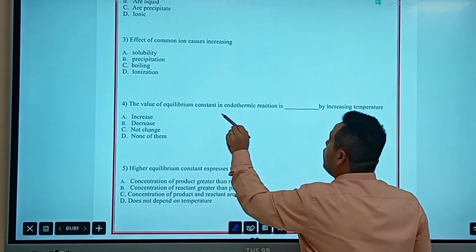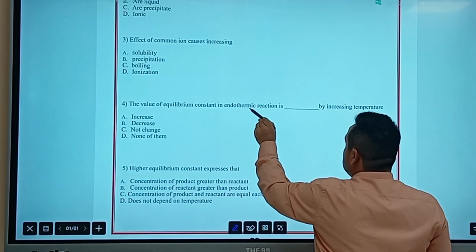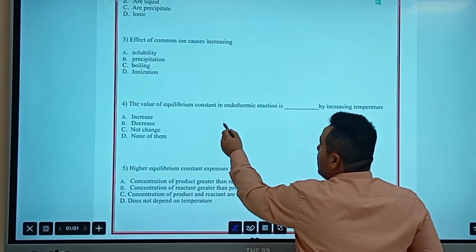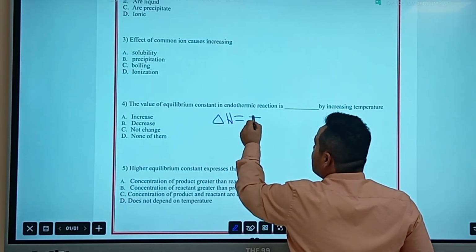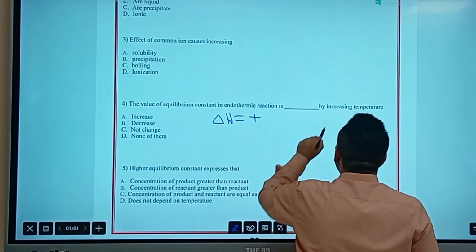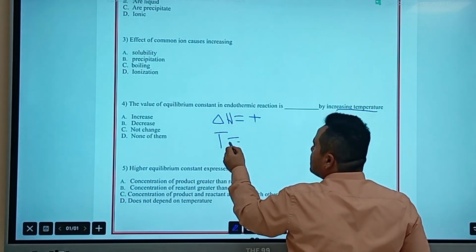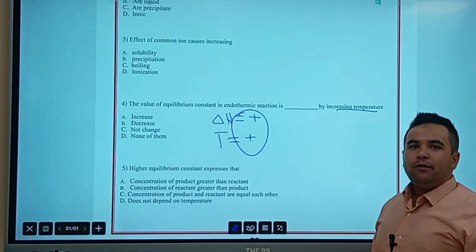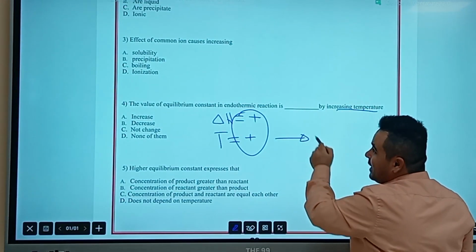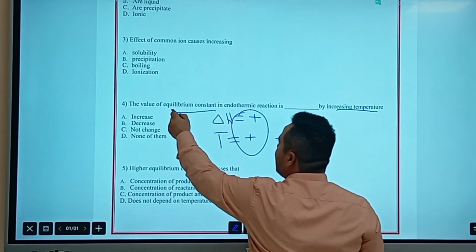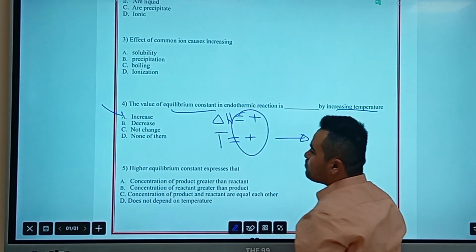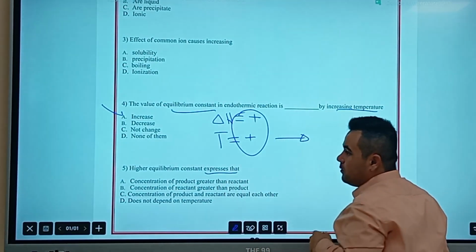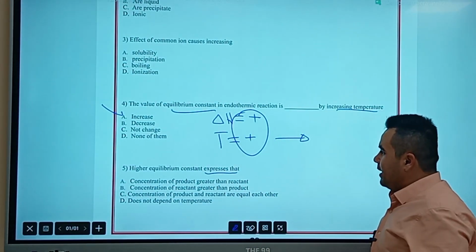The value of the equilibrium constant in an endothermic reaction is changed by increasing temperature. Whenever delta H is positive, endothermic, and temperature increases, positive, these two positive, what will happen to the direction? Forward is favored. And as forward is favored, what will happen to the K? Increases.